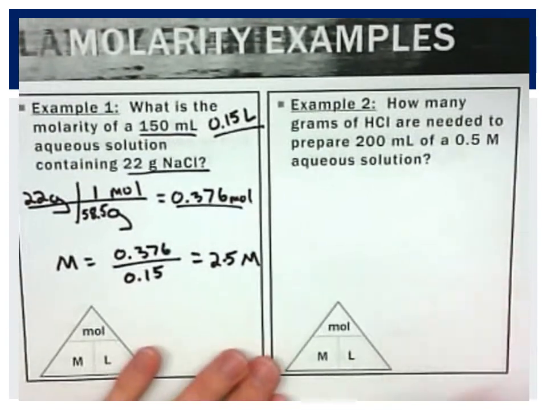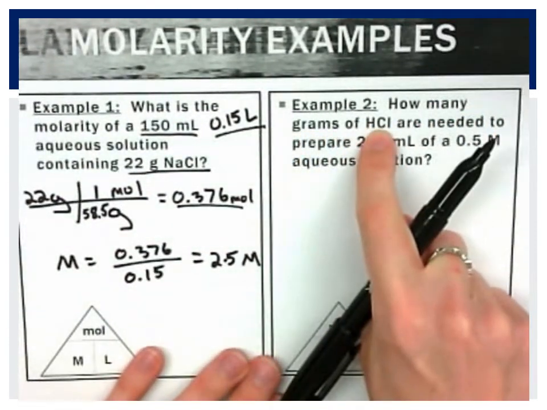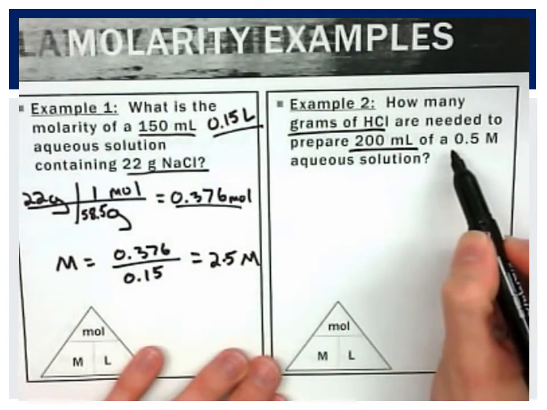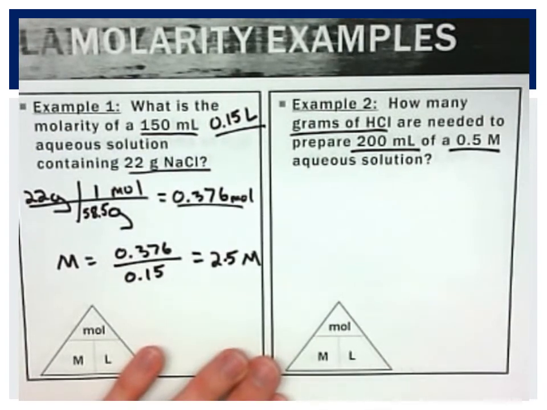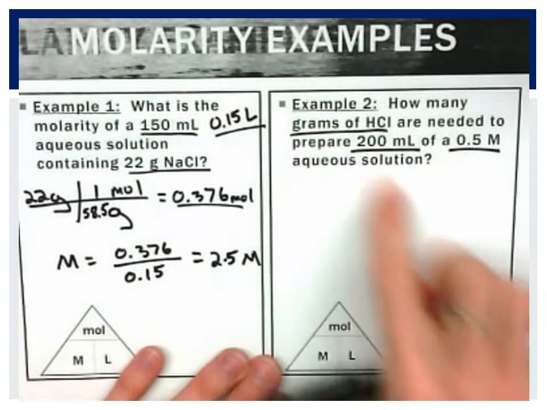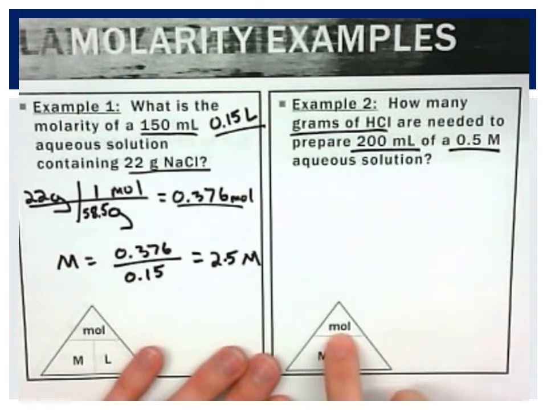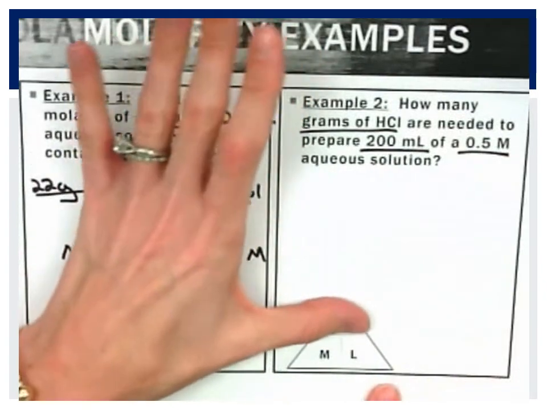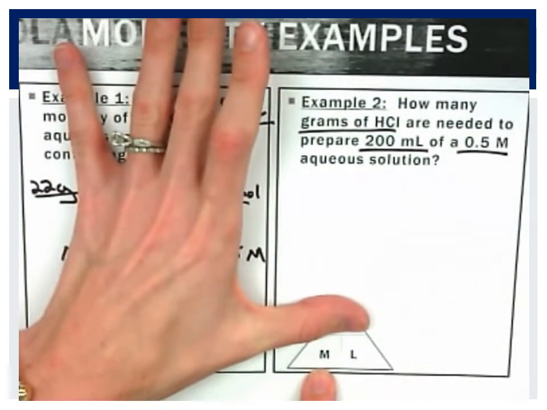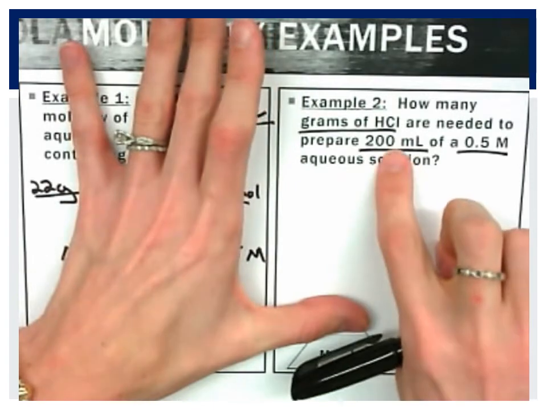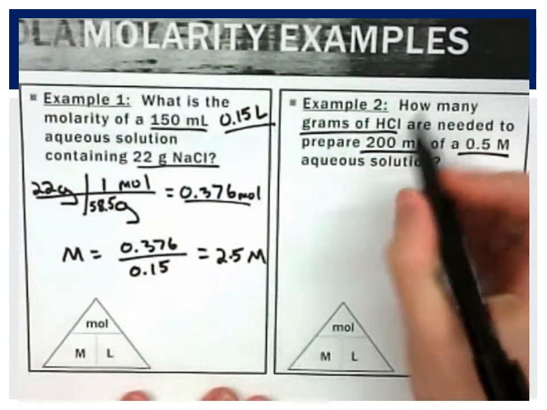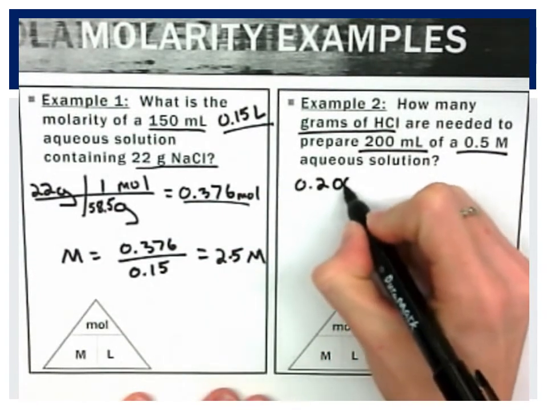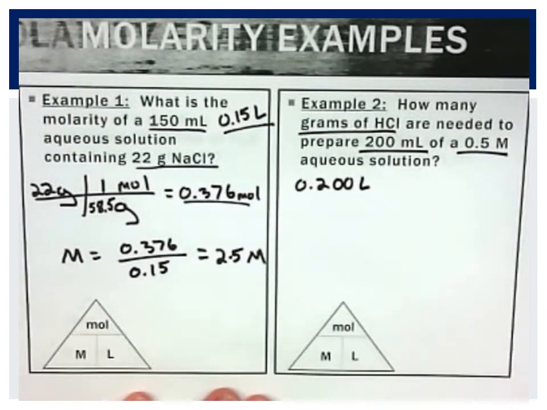Let's do another example. I want to know how many grams of HCl are needed to prepare a 200 milliliter solution of 0.5 molar aqueous solution. Okay, so I want grams. That's not part of my triangle, but moles is. So from here, I'm actually going to find moles. So I want moles. I cover it up. What I'm going to need to do is multiply molarity by my liters. Before I can do that, I need liters. So instead of 200 milliliters, I have 0.200 liters. All I did was divide by 1,000.